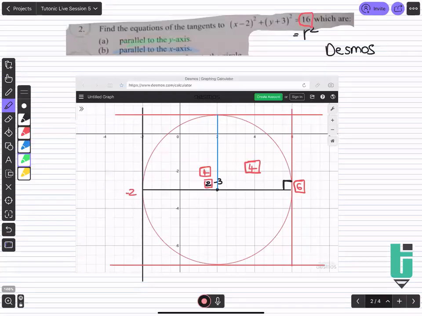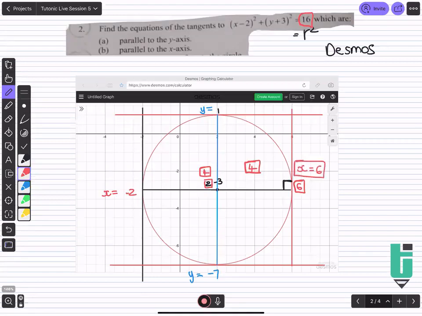So therefore, what can you do to find this y point over here? Add 4 to the -3, which is 1, right? And then the other one at the bottom, you're going to subtract 4, which is -7. Okay, so this equation is y equals 1. This is y equals -7. This one is x equals -2, and that one is x equals 6.